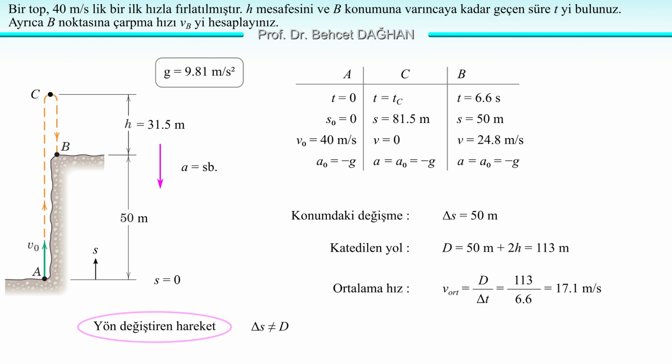As shown in the figure, the distance traveled is the sum of the distance from A to C and the distance from C to B. In other words, it is found by adding the distance h twice to 50 meter. Therefore, the distance traveled is 113 meter.